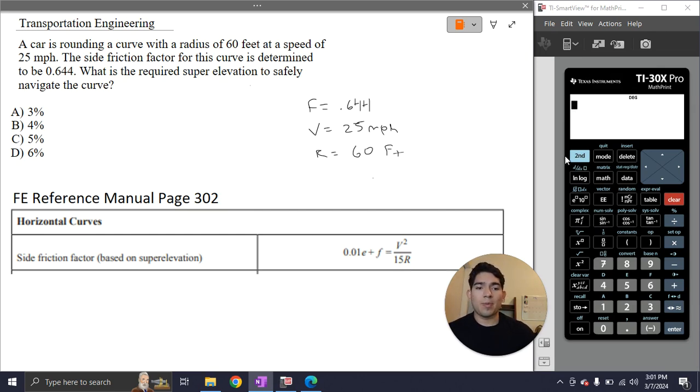So the best way to do that is to use a calculator. So what we're going to do is we're going to hit second, go to number solve, and then we're just going to plug in our formula in this case.